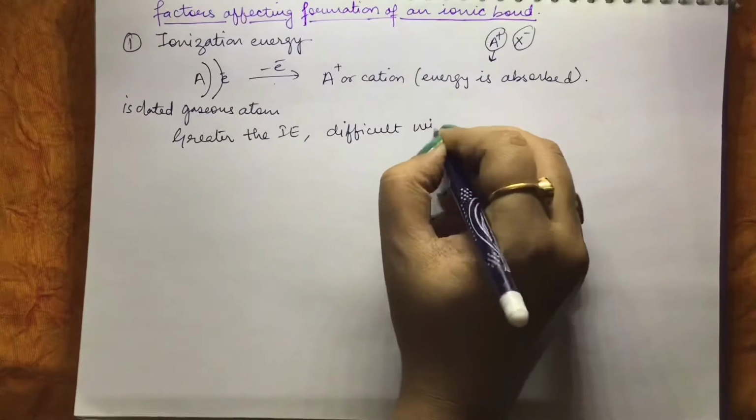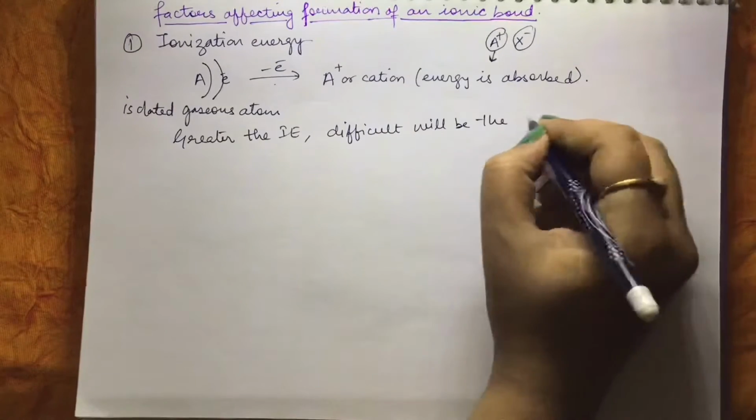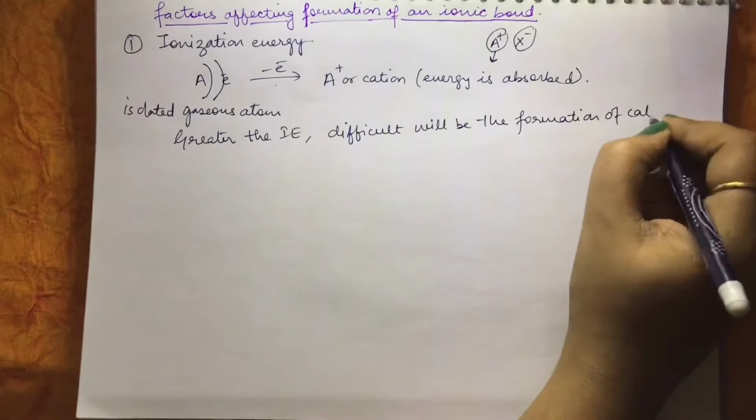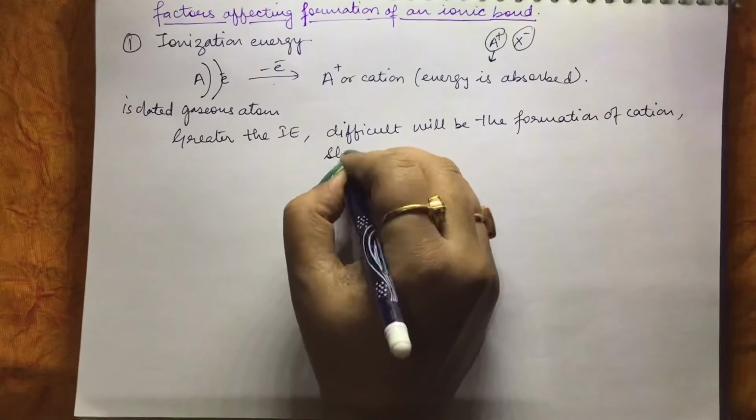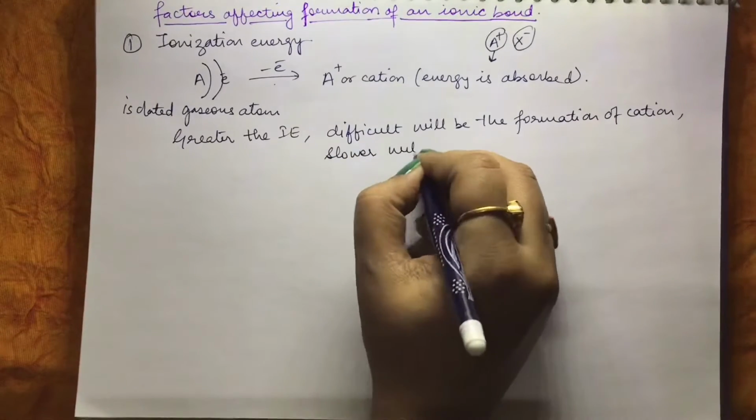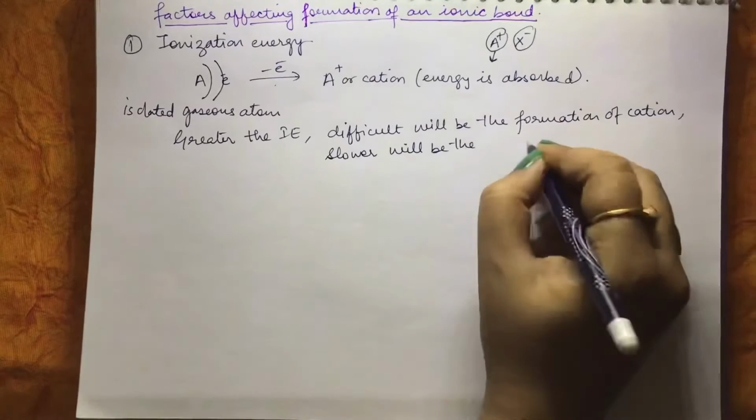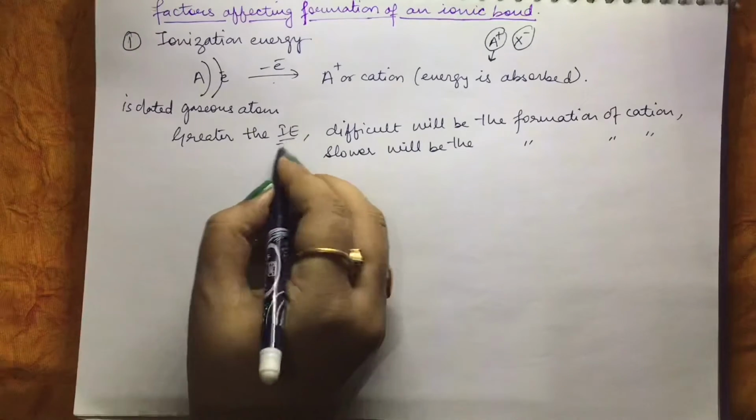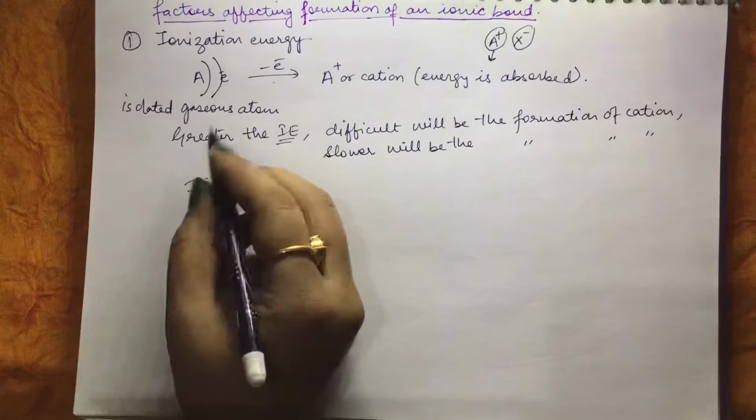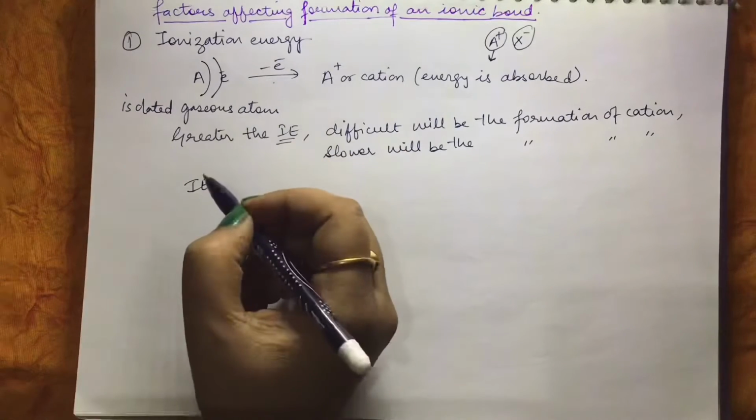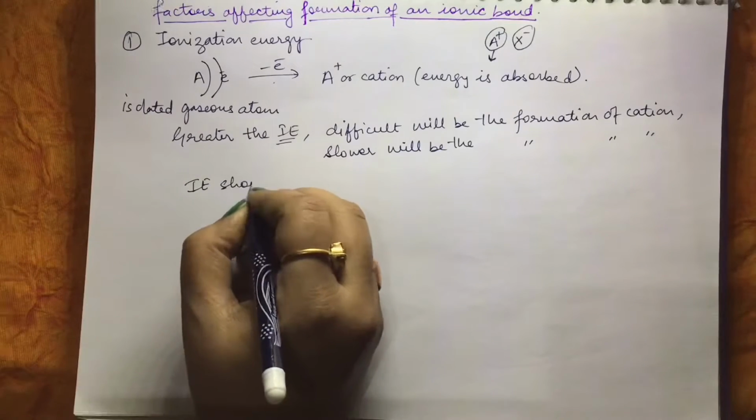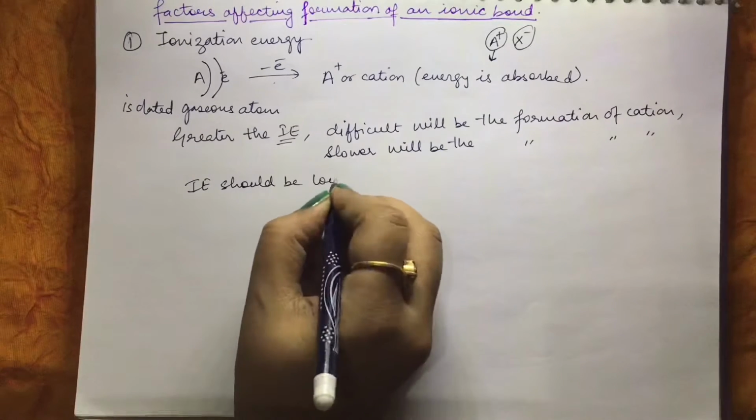more difficult will be the formation of cation, or we can say that slower will be the formation of cation. So for a rapid ionic bond formation, ionization enthalpy should be low. So first factor which is affecting ionic bond is ionization enthalpy. So for a rapid formation of ionic bond, ionization enthalpy should be low.